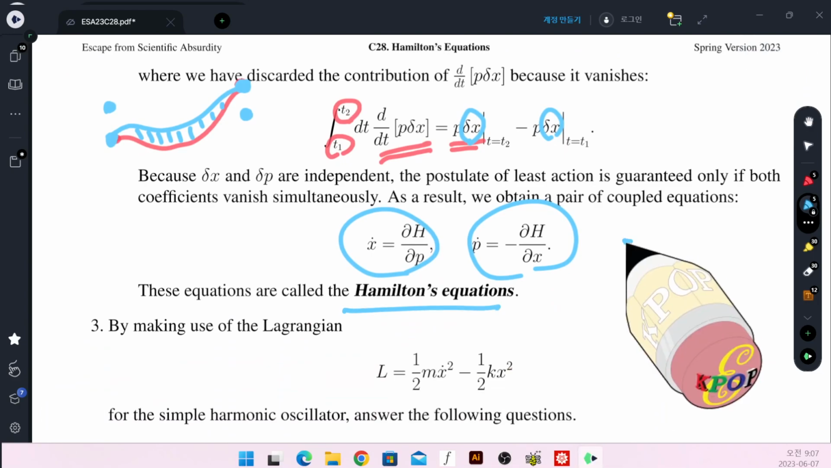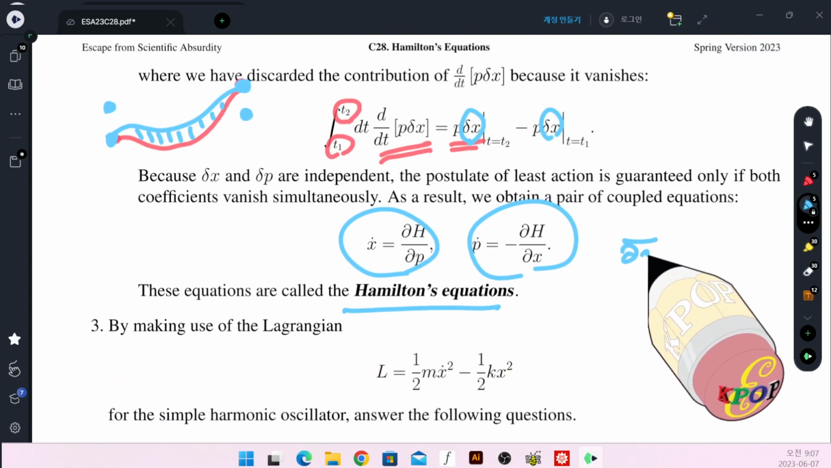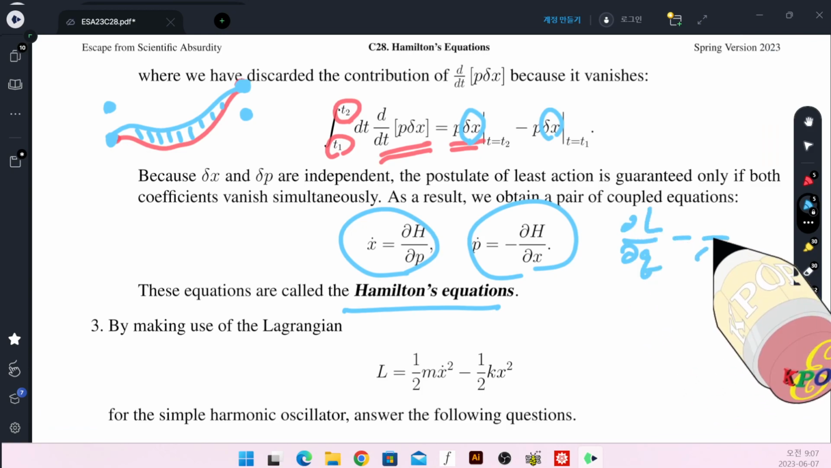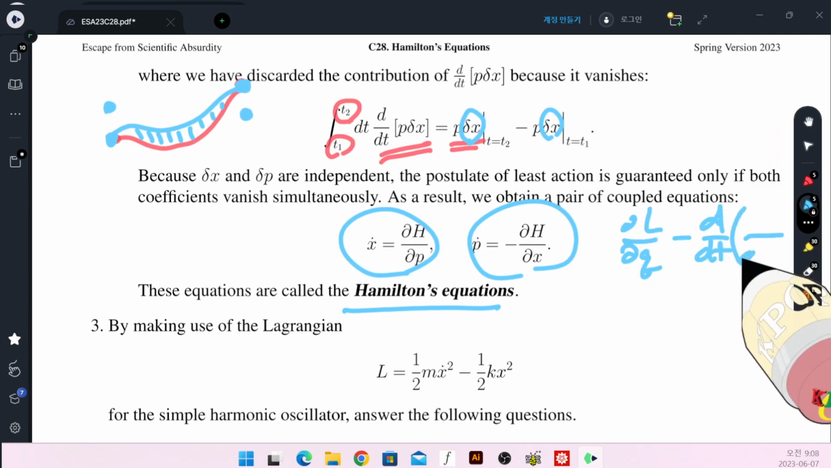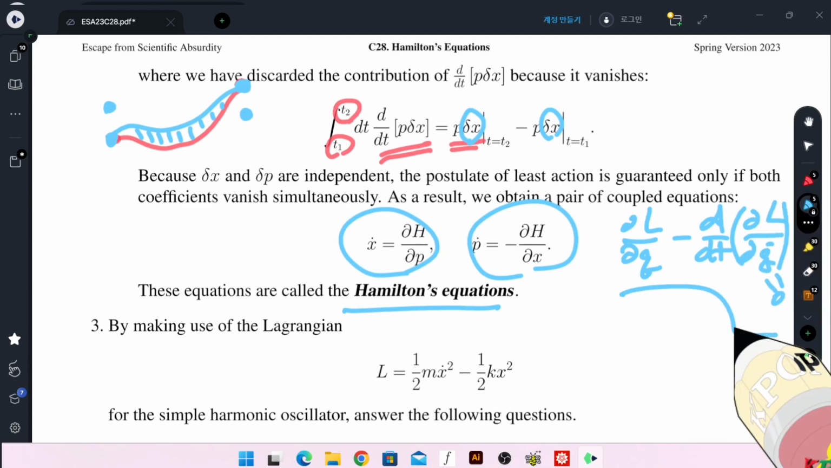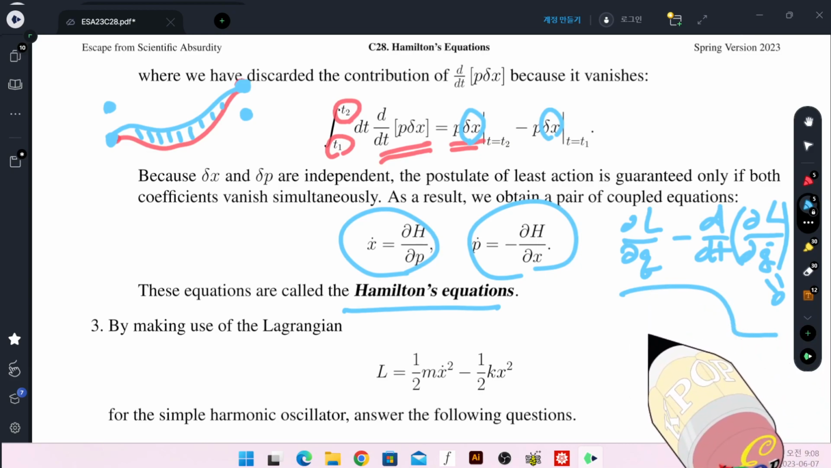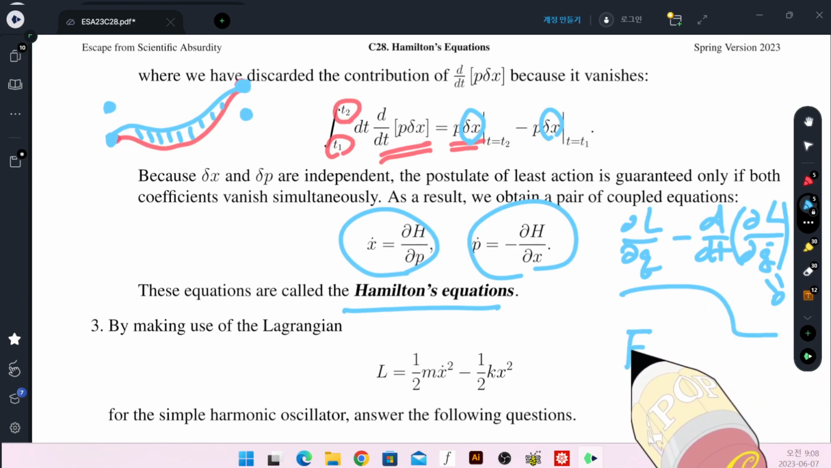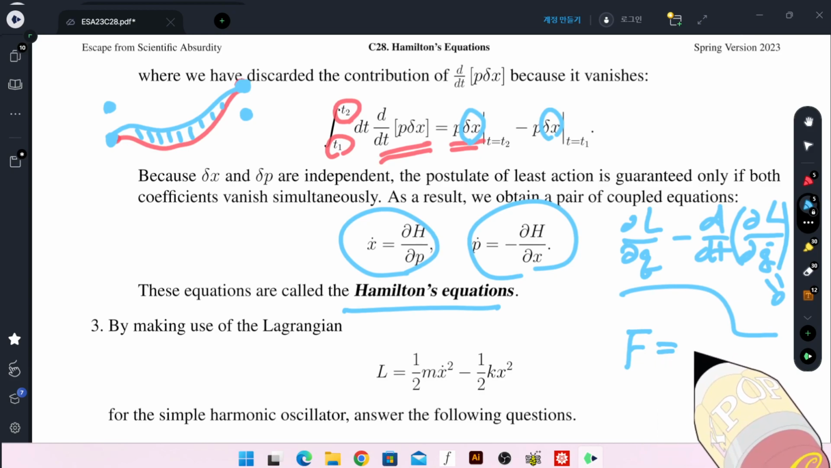Unlike the equation where q is a generalized coordinate, this is the second order differential equation, and we recall that this is F, it is equivalent to F equals ma.